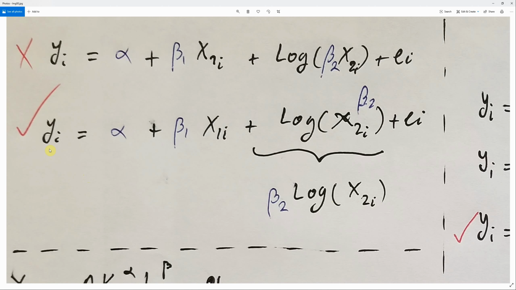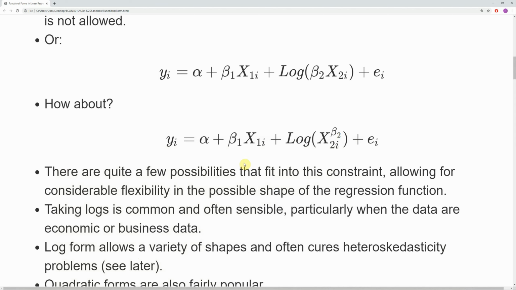So the new equation would be yi equals alpha plus beta 1 x1i plus beta 2 log of x2i plus ei. In this case, log of x2i is something known because we know x2i and then we just take the log of it. Now the new vector is a known vector. Nothing is unknown in it. The only unknown things are beta 2, beta 1, and alpha, and those are presented in a linear format. So that's why the third function is okay in this case.